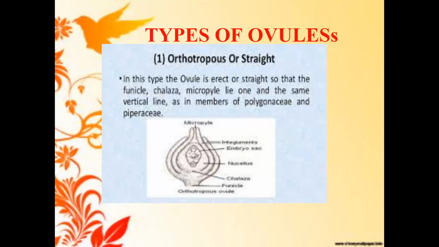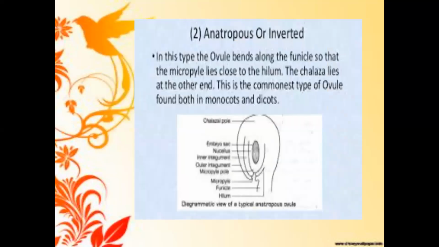For example, Piperaceae, Polygonaceae, and Xyridaceae also. So these families belong to the orthotropous ovules. And anatropous. So anatropous ovule, this is an inverted ovule.